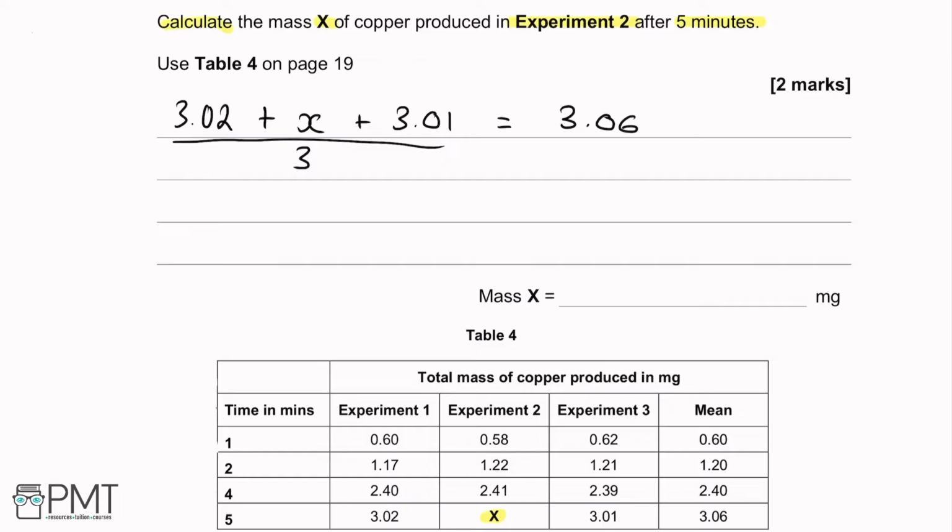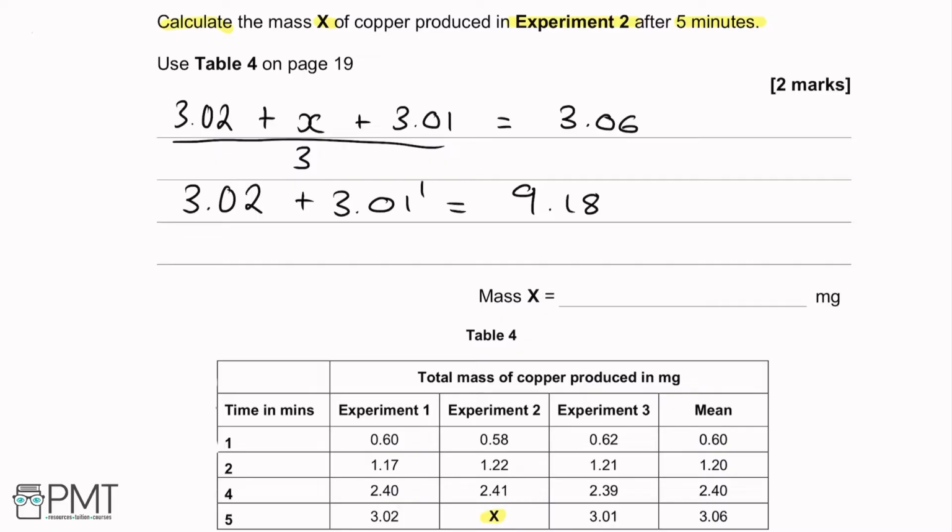Okay, so let's simplify that. Let's make that look easier. So we can times both sides by 3. So that'll get rid of that big divide by 3 on the left-hand side. So that will leave us with 3.02 plus 3.01 equals 3.06 times 3, which is 9.18.